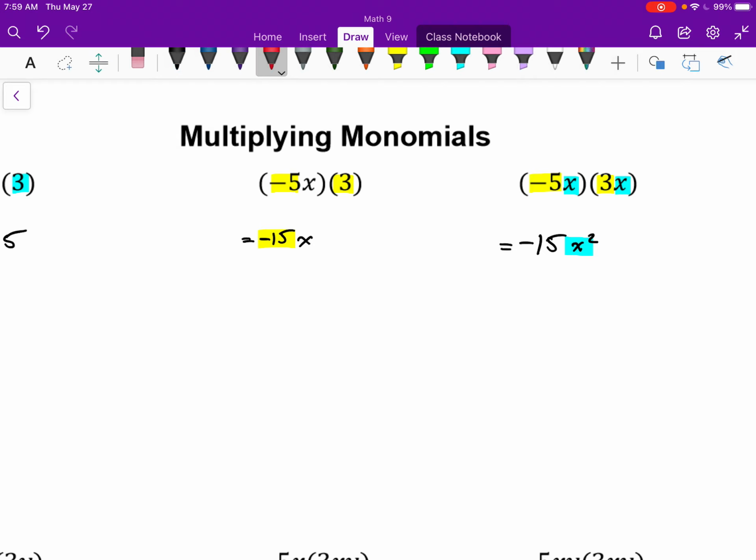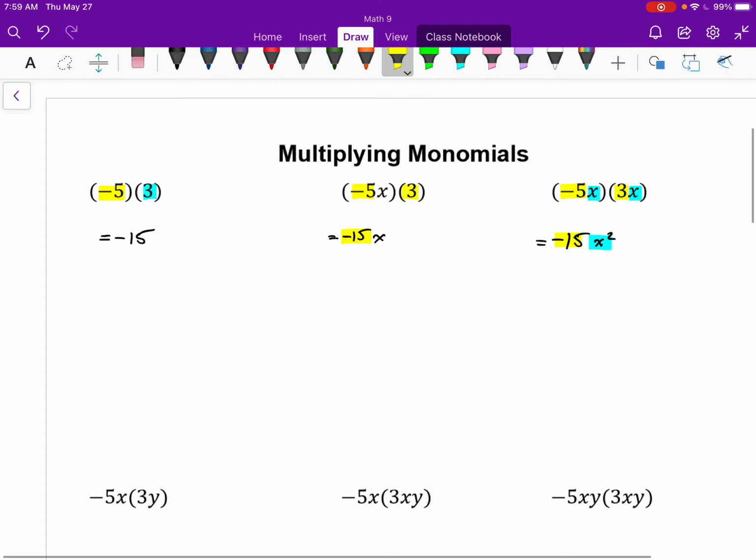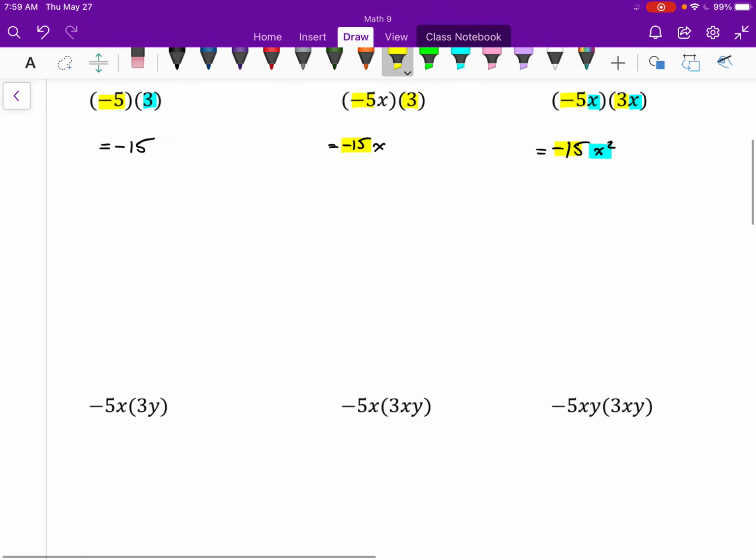Now a common mistake is to think x times x is 2x, and so we write something like negative 15 times 2x. But x times x is x squared. x plus x is 2x. But x squared literally means x times itself, and that's what we're seeing, x times itself. So notice multiplying monomials can be quite quick. I'll build off this for a few more, then look at a couple different examples.